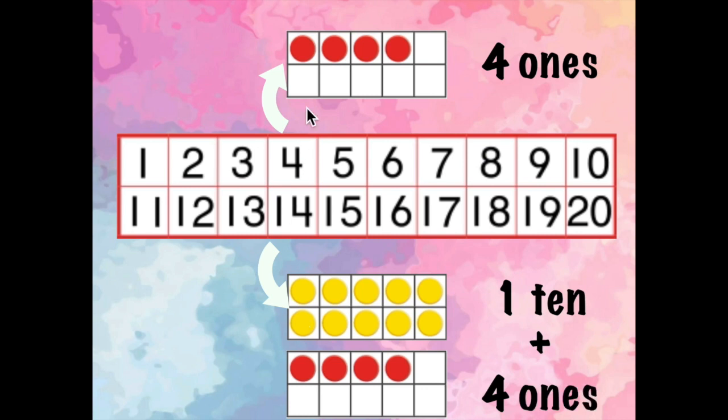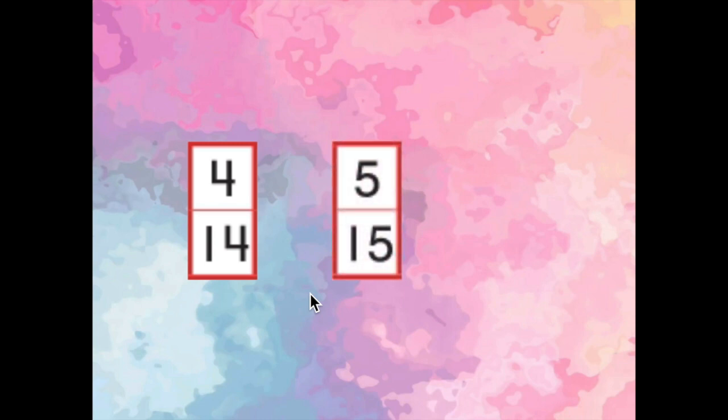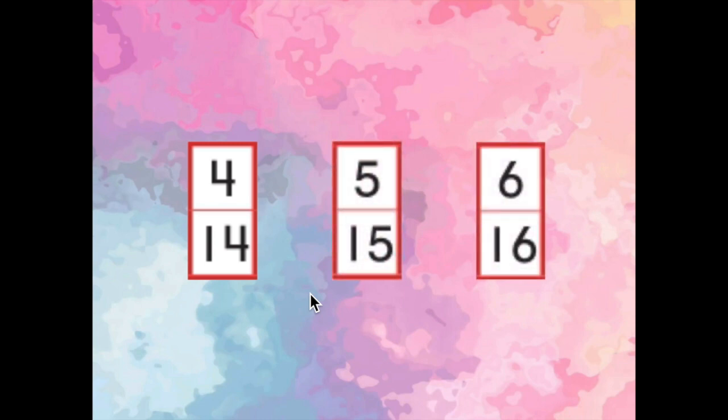So how many more do you think you need to get from 4 to 14? You're right, you would need 10 more. Let's see if this works with our other columns. Let's look at these columns. 4 and 14, 5 and 15, 6 and 16.